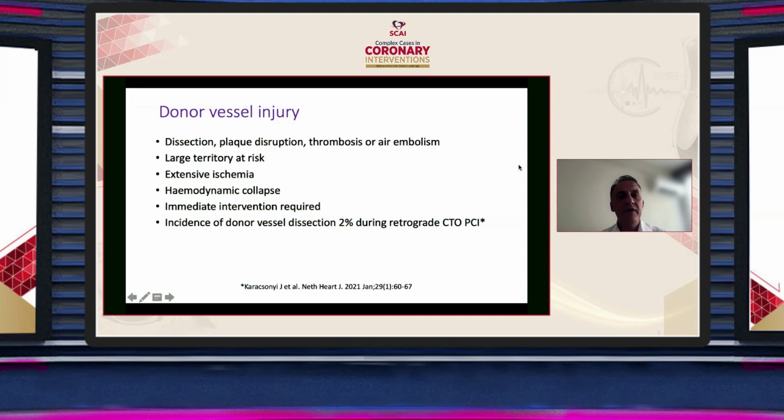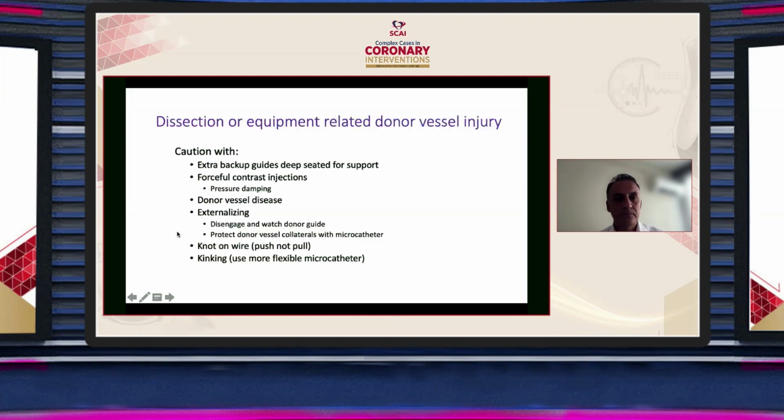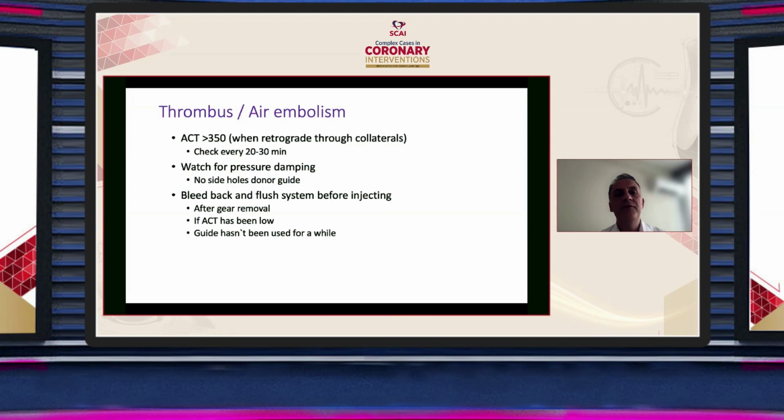So we could also have donor vessel injury and complications like dissection, plaque disruption, thrombosis, or air embolization. At that time, we have a large territory at risk. We might have extensive ischemia and hemodynamic collapse, and immediate intervention is required. We should implant a stent, or we should give some fluid and pressure if needed. This is a very urgent situation. We have to be very careful about thrombus. ACT should be around 350 or more. That's very important. We have to check every 20 minutes.